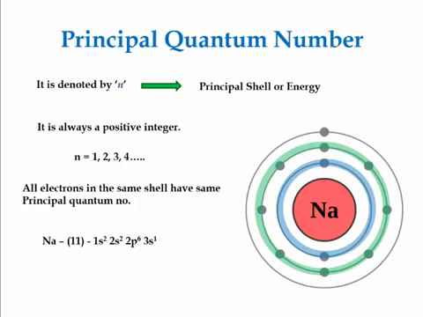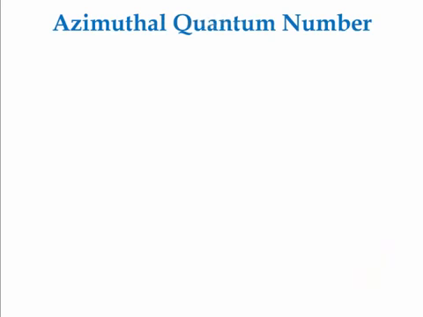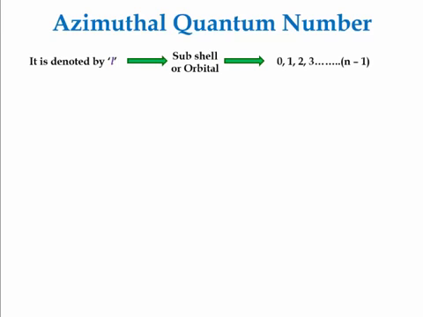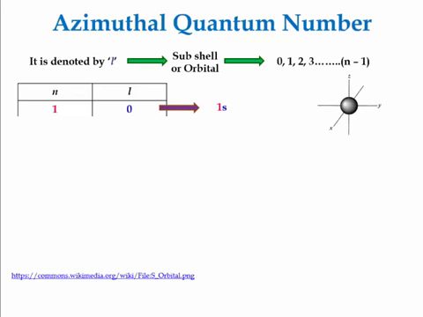So this can be explained with the help of the second quantum number, that is the azimuthal quantum number. It is denoted by the small letter L and it describes the subshell or orbital in which the electron is placed. It has the value starting from 0, 1, 2, 3 and so on up to n-1, where n is the principal quantum number. Let us understand with the help of a table. If the value of n is 1, the L will have n-1, that is 0. Hence it describes s orbital. That means the electron is placed in the s orbital.